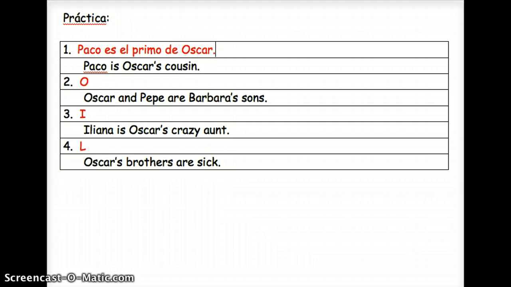Número 2. Oscar and Pepe are Barbara's sons. Spanish thinking, English words. Oscar and Pepe are the sons of Barbara. Entonces, en español, Oscar y Pepe. We can't say es here because es is. So we need a form of ser again, but now the they form. Son los hijos de Bárbara.